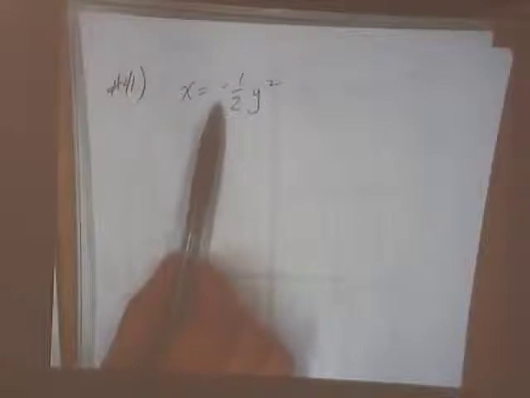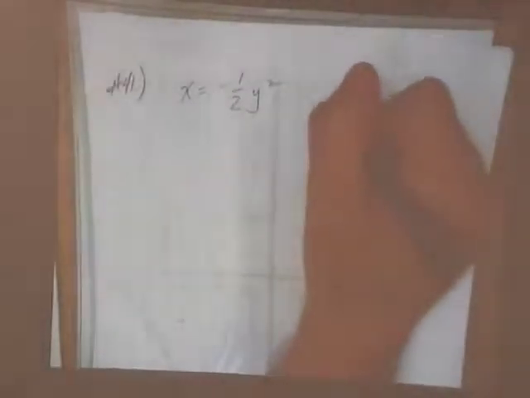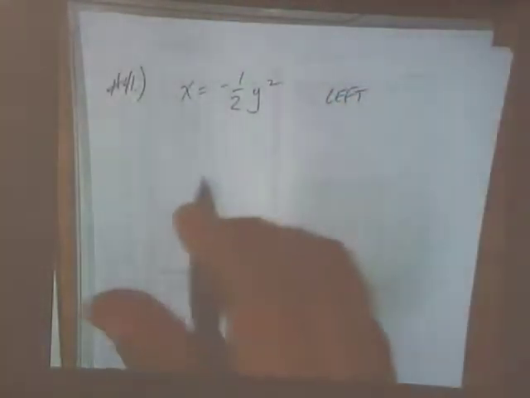All right, 41. They give us x is equal to negative 1/2 y squared. They want to know which way it opens. Parabolas open in the direction of the non-squared variable. So it's going to open in the x direction, but in the negative x direction, which will be left, correct? Yeah. All right, that's A.